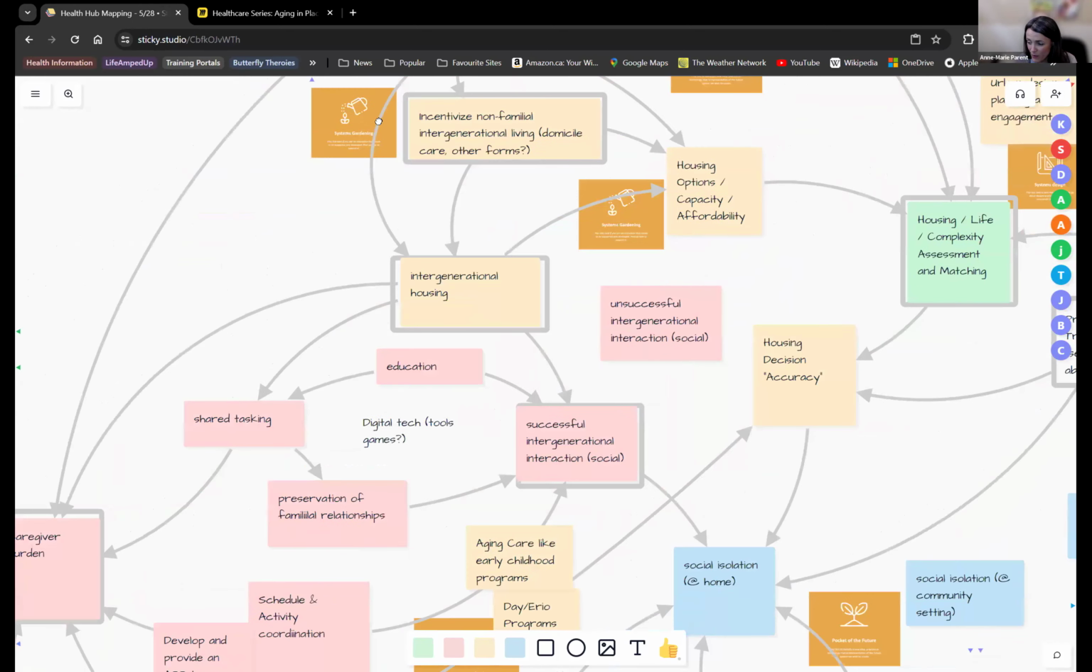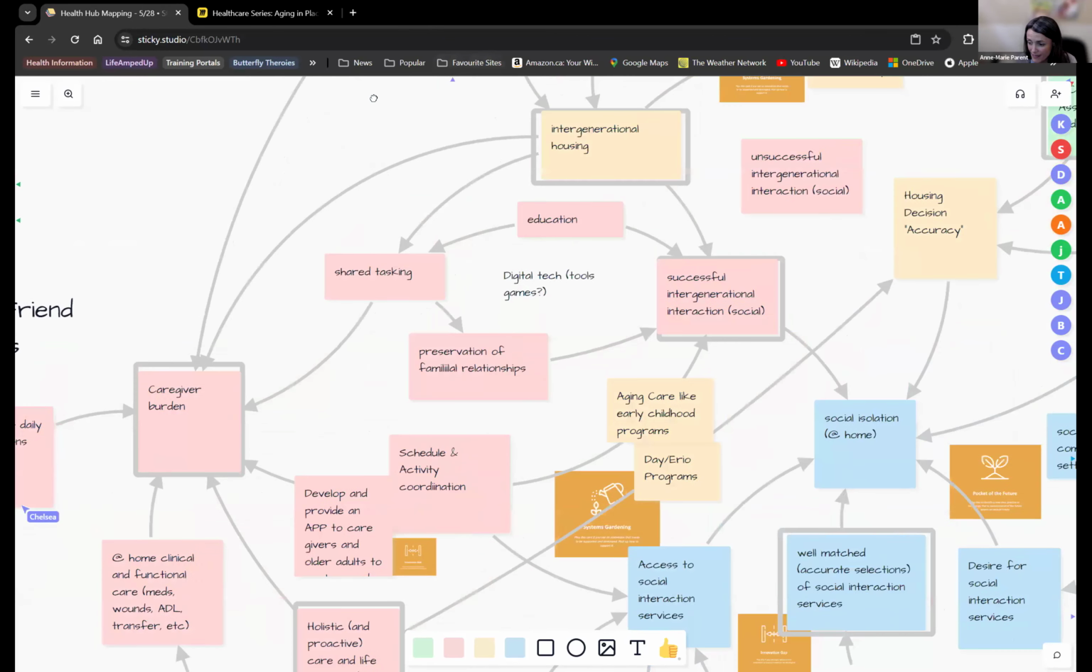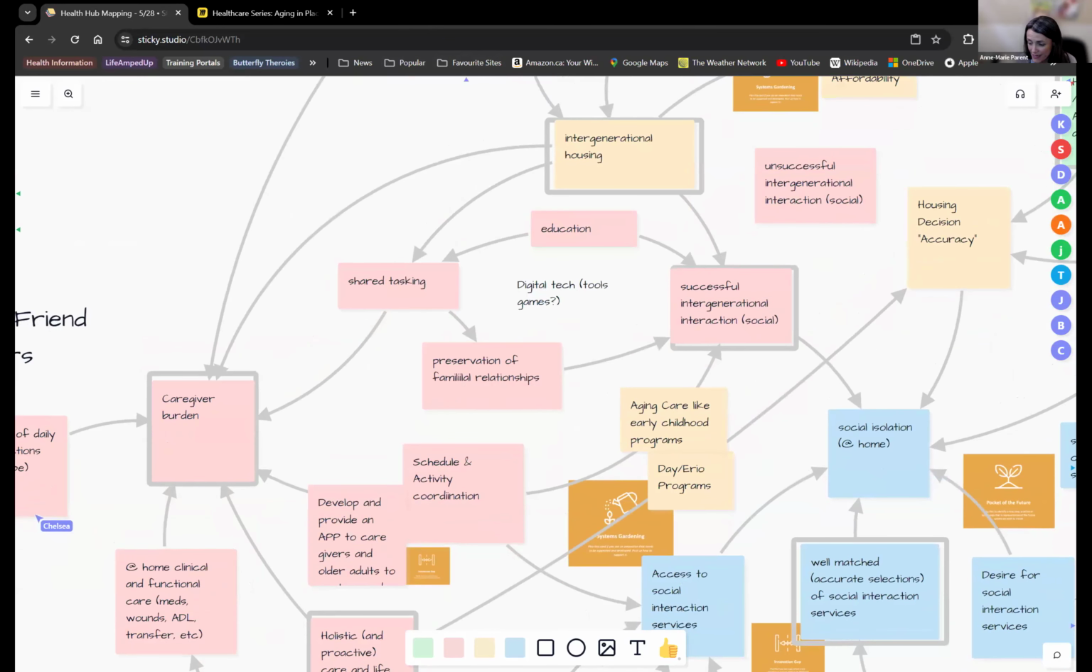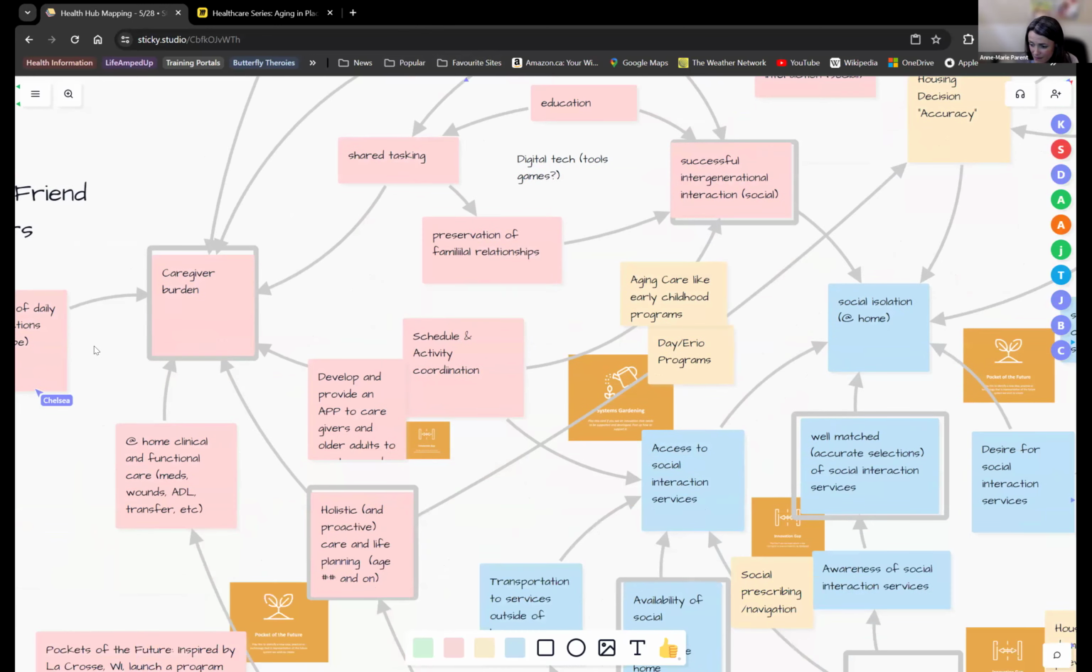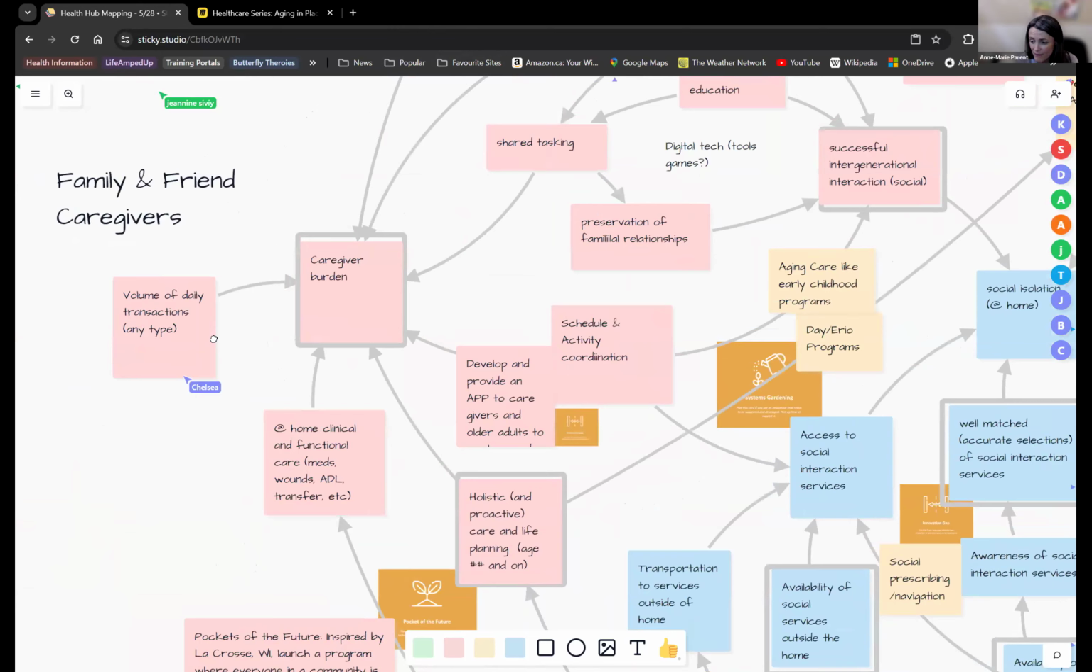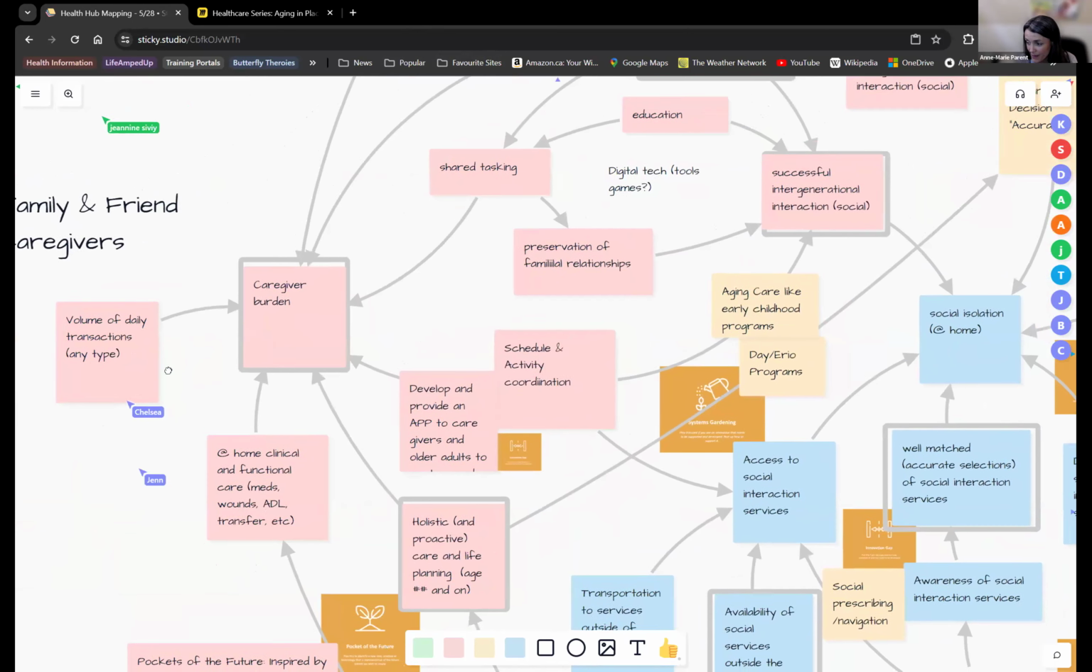Okay, so let's move to the pink ones just to look at the aspects of the ideas that emerged around this. And I think we did have a bias around this, as Janine expressed, just because of the audience and who we are participating. Sorry, I'm having issues navigating here a bit. So the family, friend, and caregiver post-its are all the pink ones.